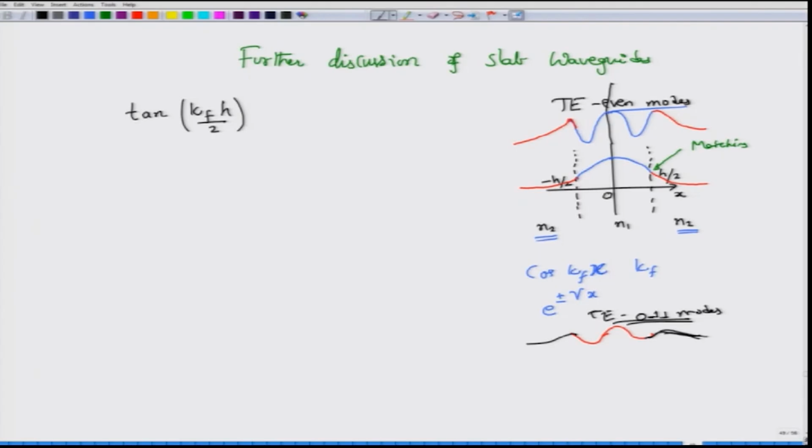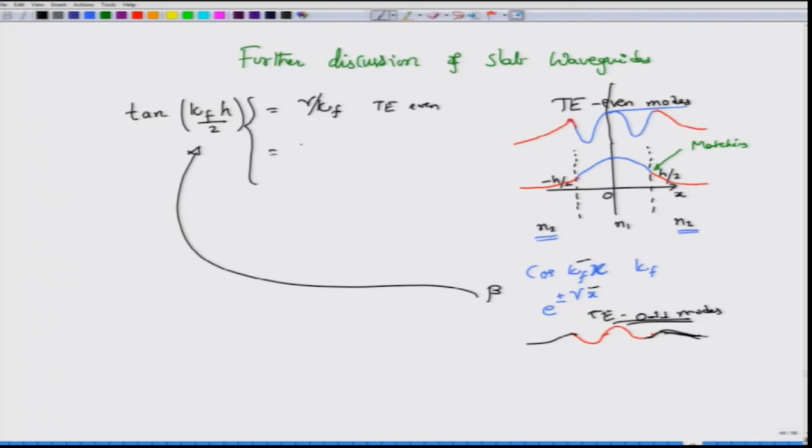Okay. So, if you can use MATLAB or any other software that you are comfortable with, you can actually keep sketching all these modes, except of course that you need to know what is the value of gamma, and you need to know what is the value of kappa f. Of course, this can be found by finding beta, right, but beta is actually hidden in this equation. What was the equation? Let us complete this. Tan kappa f h by 2 was given by gamma divided by kappa f. This is for the TE even modes, and for the odd modes the left hand side would essentially remain the same, but the right hand side becomes minus kappa f by gamma for the TE odd modes. Okay.